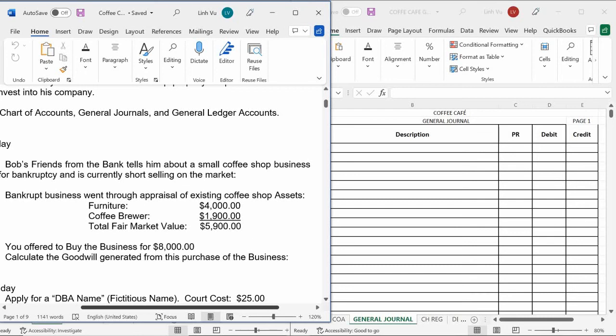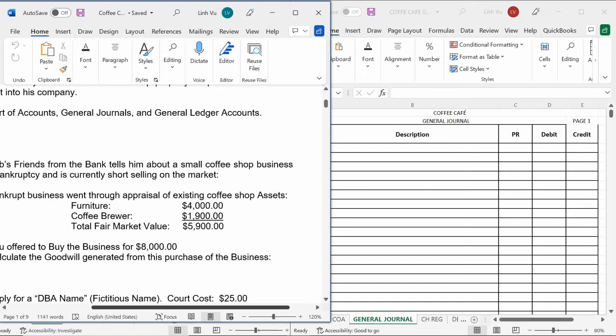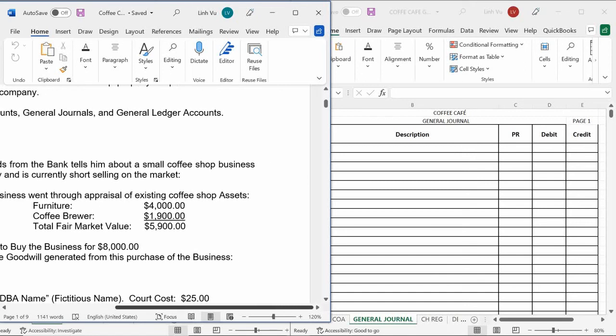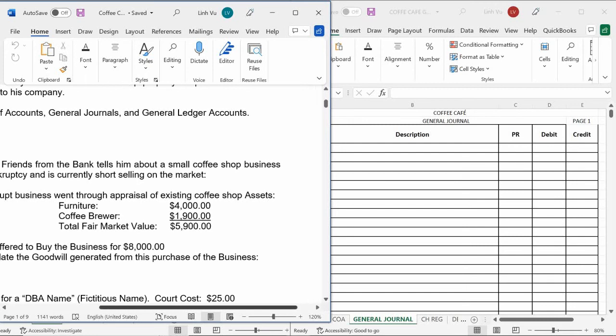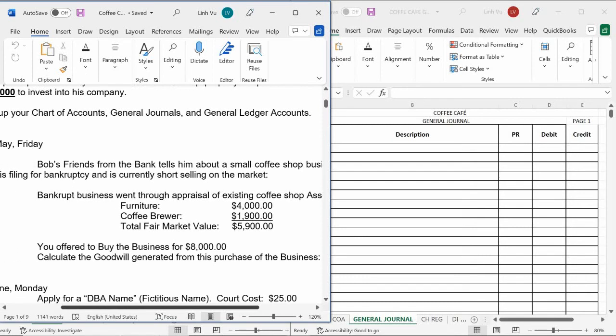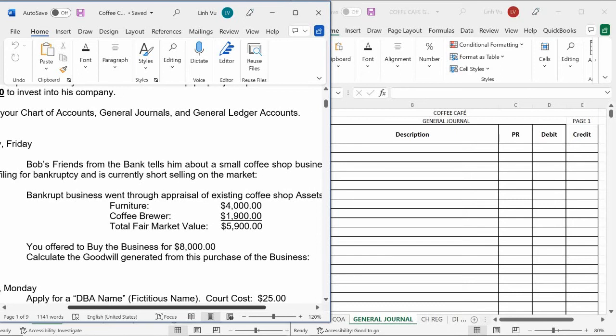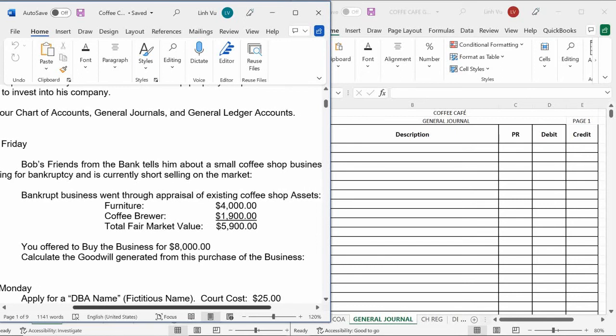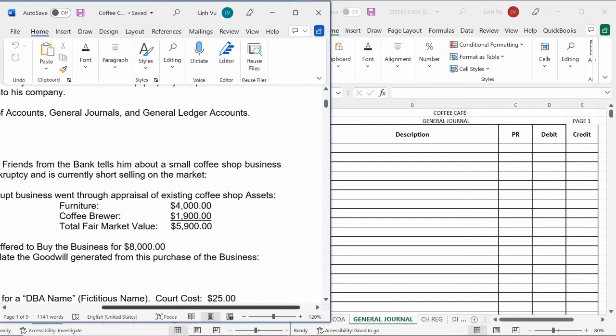what they have, right? What they're selling to us. So it went through appraisal, and this is the existing coffee shop assets. It has furniture worth $4,000. It's got a coffee brewer that's worth $1,900, and the total fair market value right now is $5,900. And of course, Bob in this case offers to buy the business for $8,000.